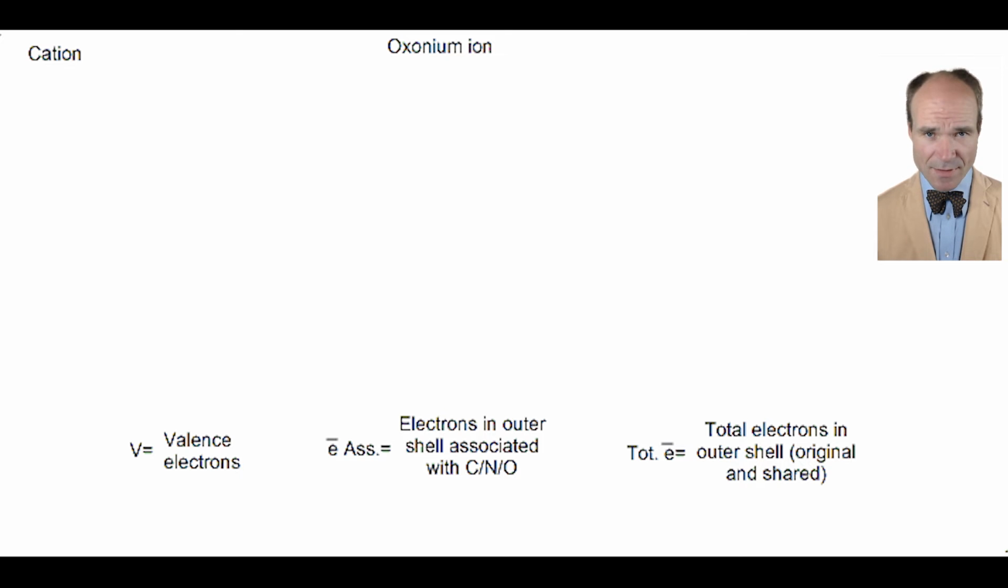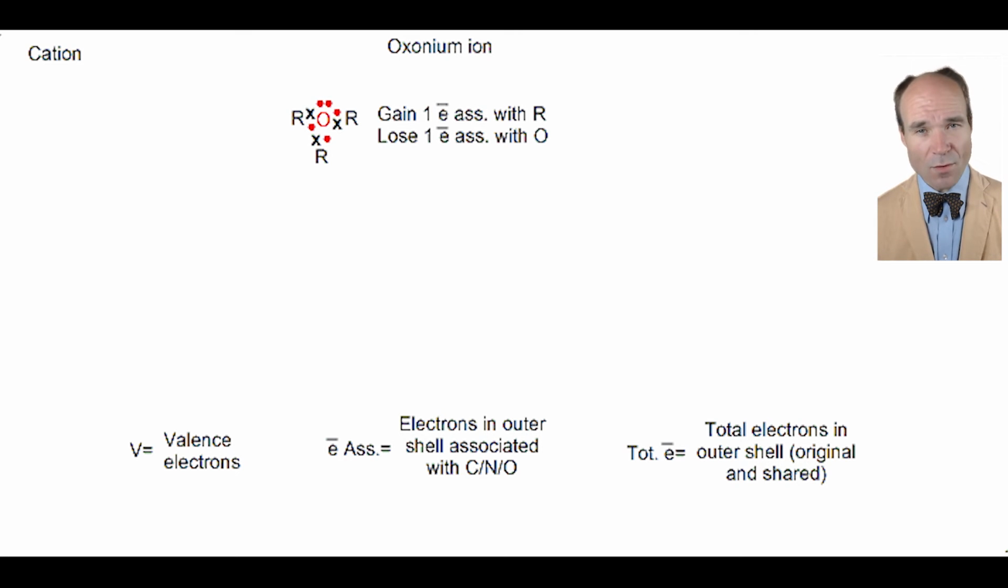Continuing our evaluation of cations, we shall next look at oxonium ions, oxygen cations. To create our oxonium ion from the common neutral oxygen, we gain 1 electron associated with an R group and thus form a new covalent bond, and also lose 1 electron associated with oxygen found in a lone pair. As ever, oxygen still has 6 valence electrons.